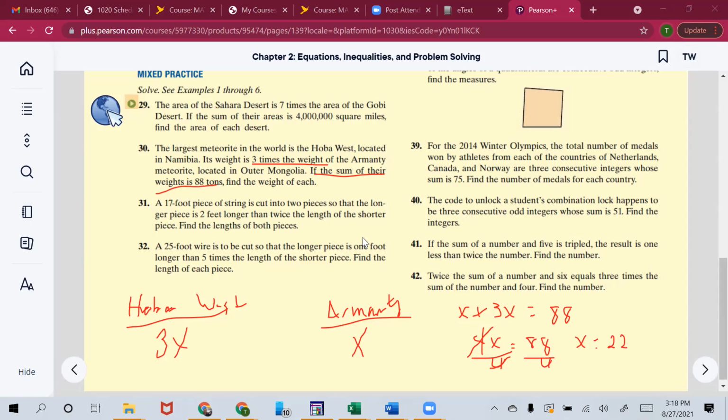So that tells me the weight of the Armonti. The Armonti weighs 22, and I believe this is tons, right? It's 22 tons. So the Hoba West is 3 times that amount. All I have to do is plug 22 in for X. I'm going to have 3 times 22, which in this case is going to be 66 tons.